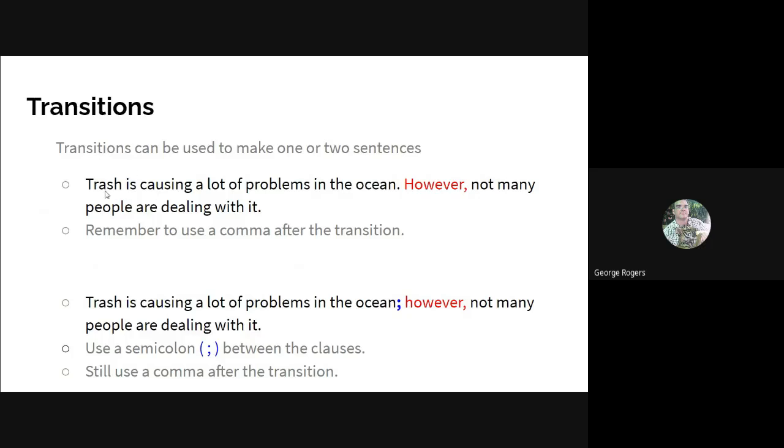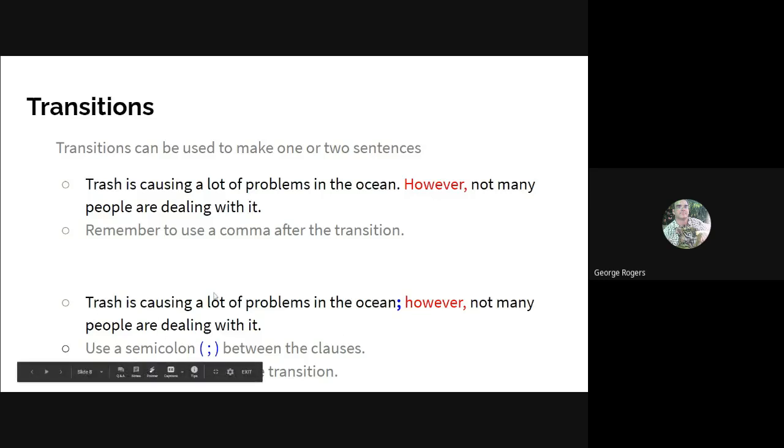So here's another example we'll look at. Trash is causing a lot of problems in the ocean. However, not many people are dealing with it. So again, this is saying it's causing a lot of problems, but not many people are trying to fix it. They're dealing with it, okay? So in transitions, after you write a transition, however is one of them, you put a comma. Right? So with transitions, you always put a comma after the transition.